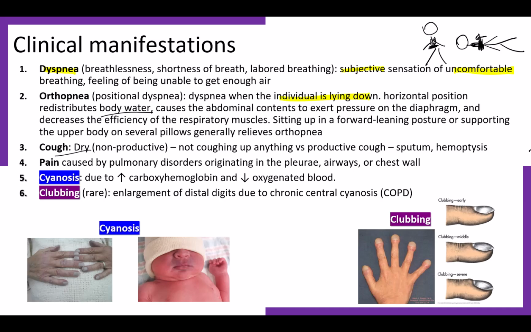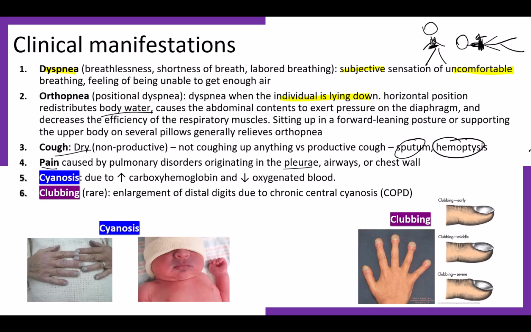We've got cough. We all know what cough is when we're trying to expel secretions in the respiratory system. Can be either sputum or blood, hemoptysis. We've got pain caused by pulmonary disorders originating in the pleura.